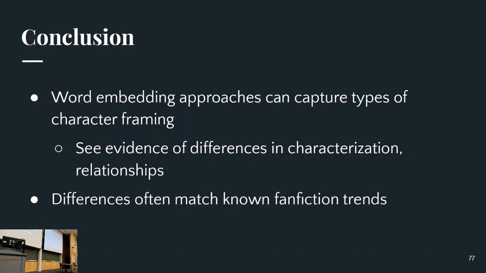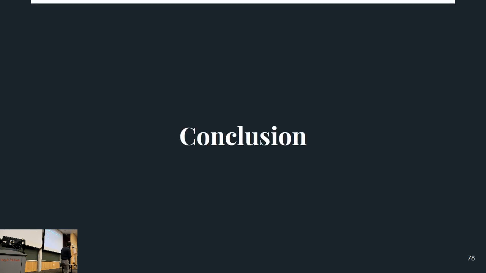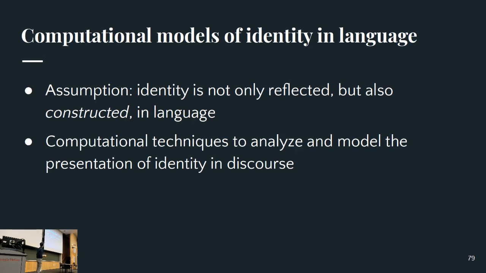Okay, so from these two experiments, we've seen that word embedding approaches can capture some types of character framing. We see some evidence of differences in characterization and relationships, and we've matched those with some things that we know in fan fiction, which is good. All right, so, conclusion overall. Here, we've come to the assumption that identity is not only reflected, but also constructed in language. So we have a couple of computational techniques to analyze and model the presentation of identity in discourse.